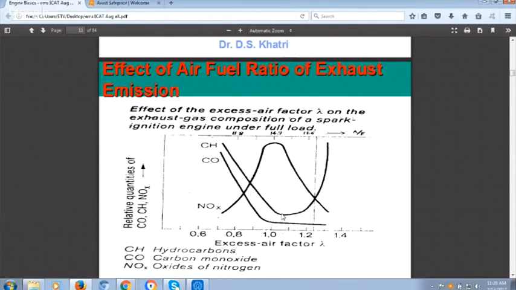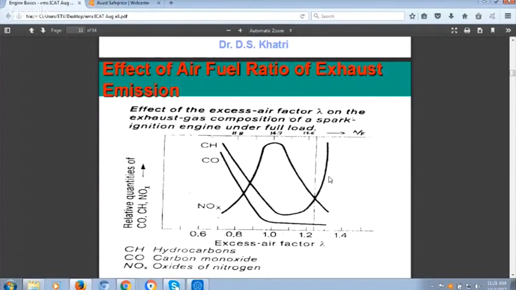Sir, carbon monoxide emission, that will depend on temperature now? No. They are a function of air fuel ratio. HC emissions are reduced when I am making the mixture very close to stoichiometric. And if I am making it leaner, again it will increase.